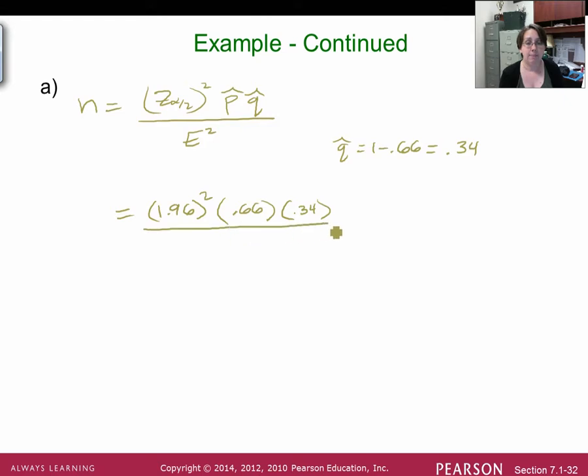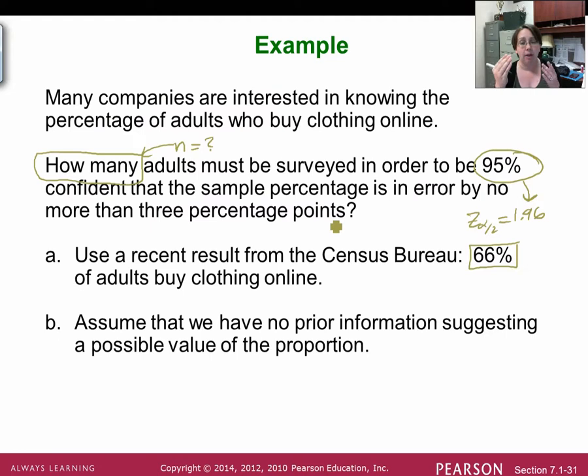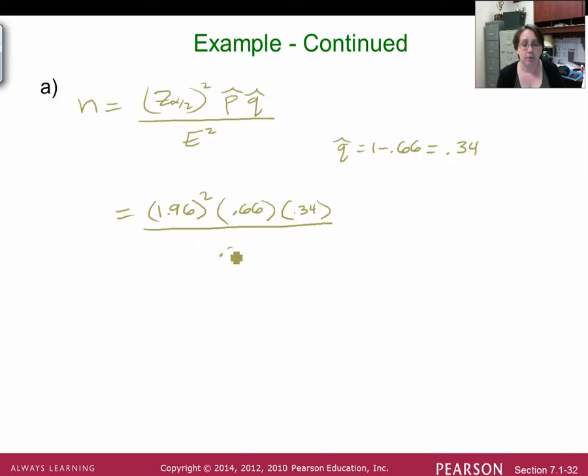And then we divide by E. E is how off you can be, or how close they need you to be, depending on how they phrase it. So it says in error, that's your error, by no more than 3 percentage points. So 3%, that would be 0.03. This is your error. So that is how big our interval can be. They don't want it to be any bigger than that. They want it to be smaller, if anything. So that's our E, 0.03. Square it, and then we grab our calculator and we punch all of this in.